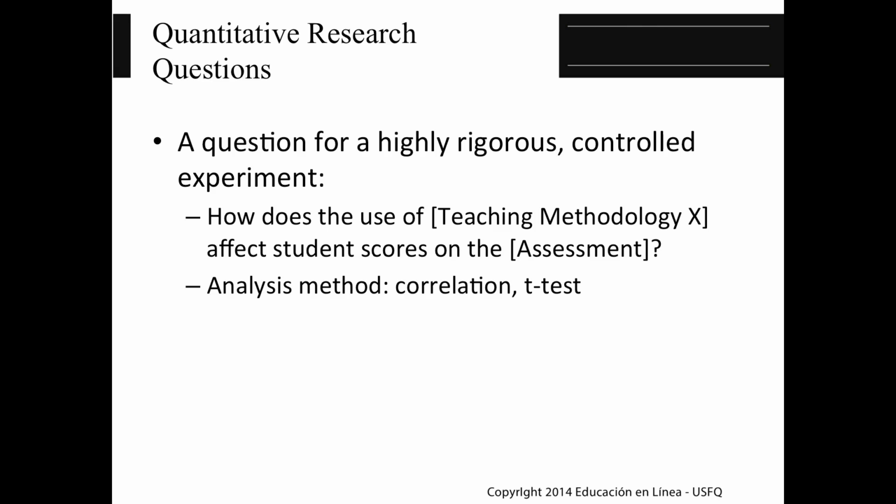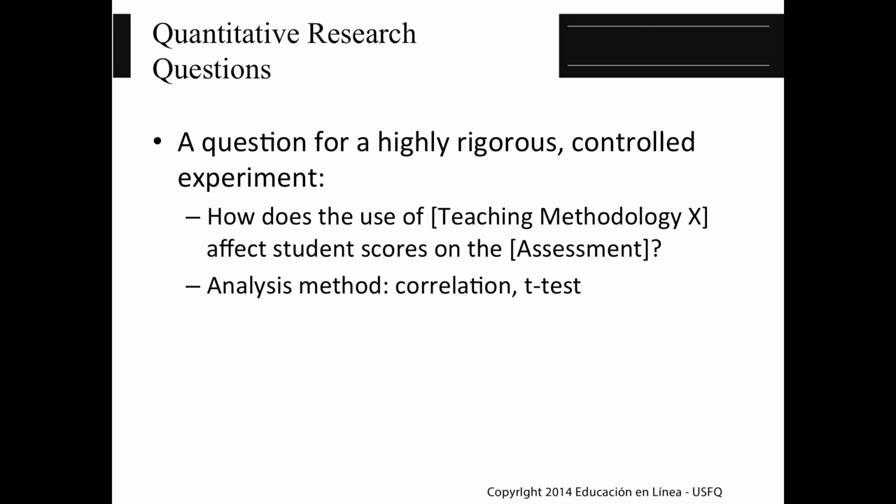As you recall, I pointed out that with a highly rigorous controlled experiment where we can control all or a lot of the variables that go into doing a study, then we could ask a quantitative research question that uses wording like, how does the use of teaching methodology X, or any other independent variable, affect student scores on whatever assessment you're going to be using? Now notice I used the cause-effect language here.